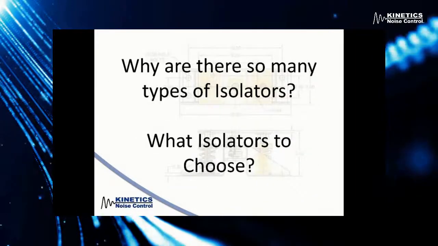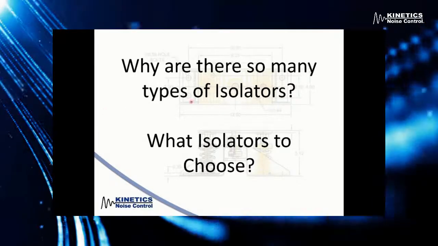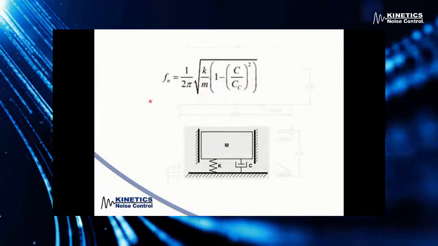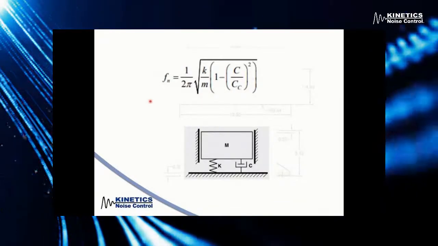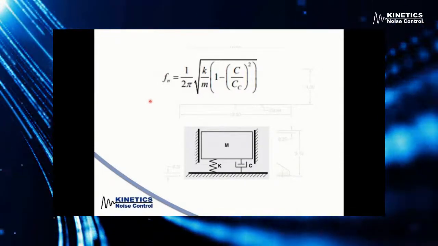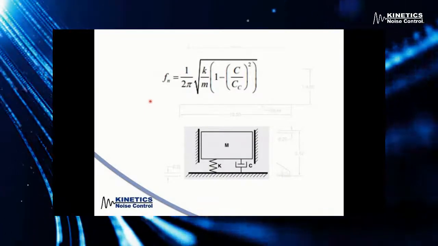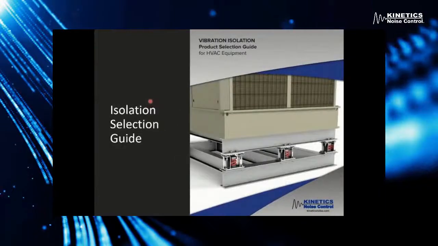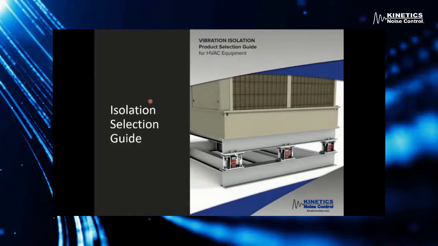So why are there so many different types of isolators, and which isolators do I need to choose? In the olden days, engineers would do long hand-drawn mathematical equations to figure out exactly how much deflection was needed for the isolation going onto the equipment. Fortunately, today we have cheat sheets available, especially the ones a lot of people reference from the ASHRAE handbook. Here at Kinetics, we've provided a simple isolation selection guide that takes those very charts right out of the ASHRAE handbook.